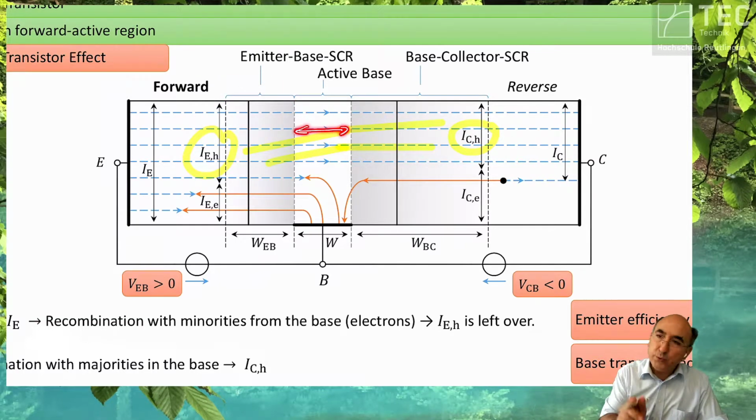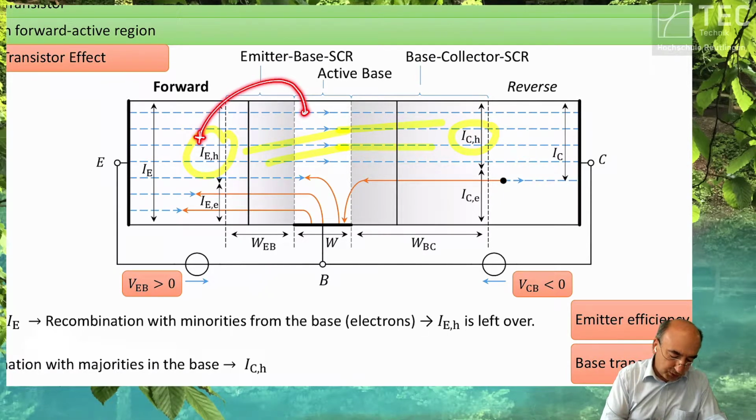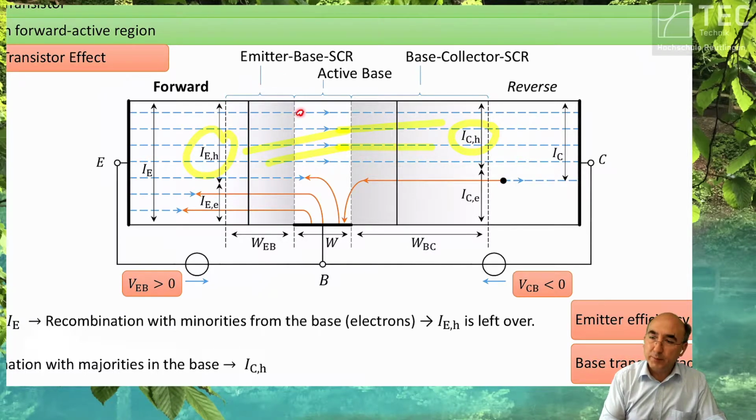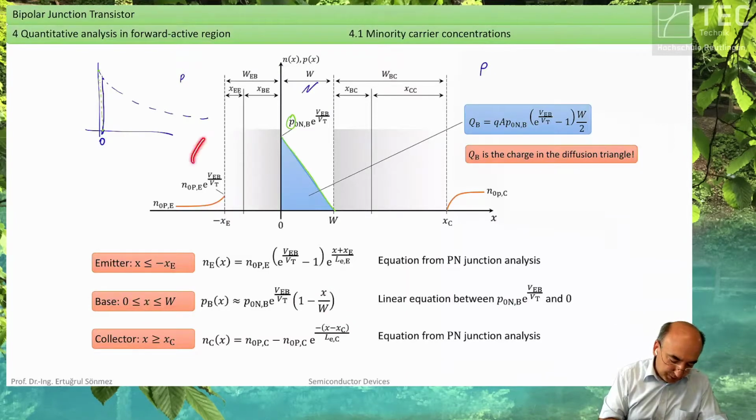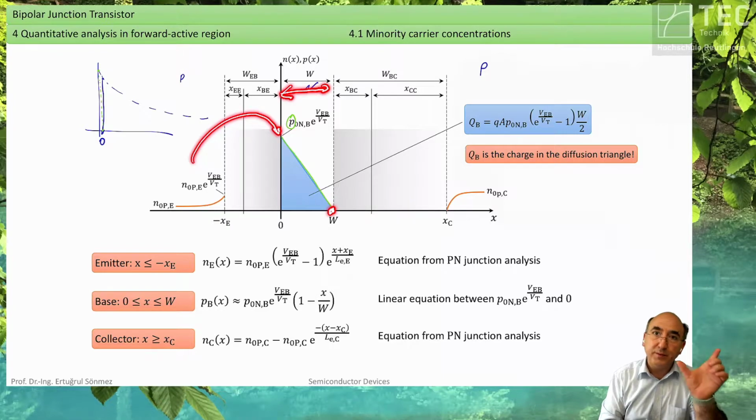The base is made so short that these minorities, which were here majorities, can't recombine because the probability is very low. Third, the second diode is reverse biased. Therefore, the minority carrier concentration is 0 at this space charge boundary. This means you inject majorities and extract all of them after some 100 nanometers, it is very short.